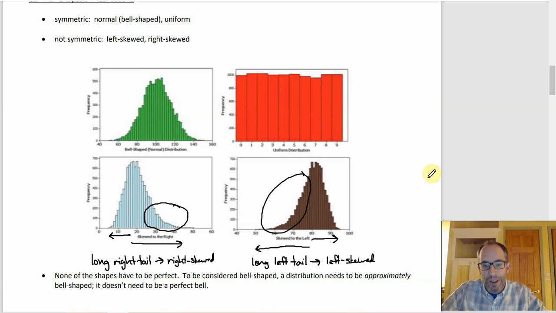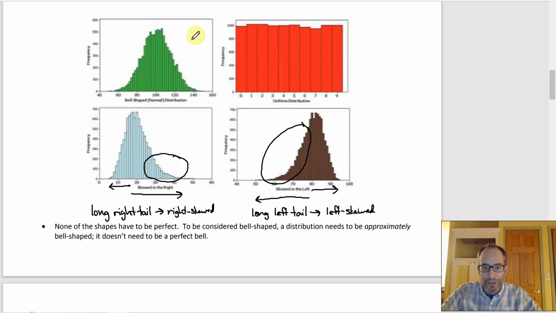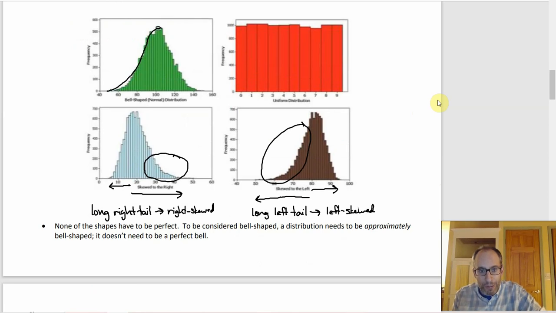And none of the shapes have to be absolutely perfect, because like if you look at this green one, that's not a perfect bell, but if you were going to draw in a best fit curve, then that's what you're going to end up with, right? You're going to get something like that, and that's a bell. So it doesn't have to be a perfect shape, especially if you have a histogram, right? A histogram is made up of rectangles. It's probably going to look a little bit jagged. That's fine. There's nothing wrong with that. So to be considered bell-shaped or symmetric, it just has to be approximately bell-shaped or symmetric. It doesn't have to be perfect.